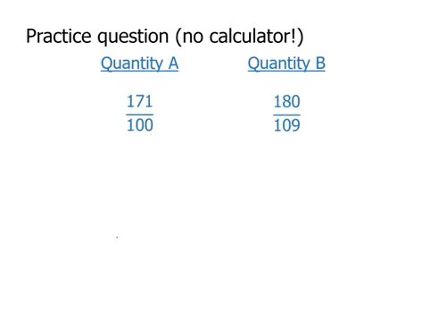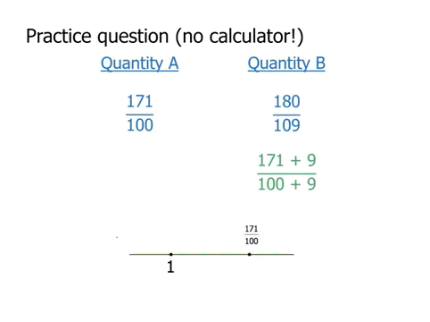Here's another practice question along the same lines. Okay. Well, here we just added, this is just the first trick, we just added the same thing to the numerator and denominator. That means we get closer to 1. Well, 171 over 100 is bigger than 1, and so it must get smaller when we add 9 to the numerator and the denominator because it moves toward 1, and so it means that 171 over 100 is actually the bigger fraction. Answer choice A.